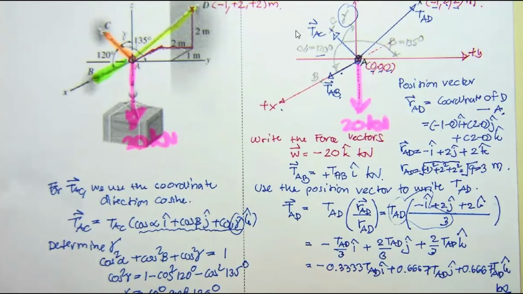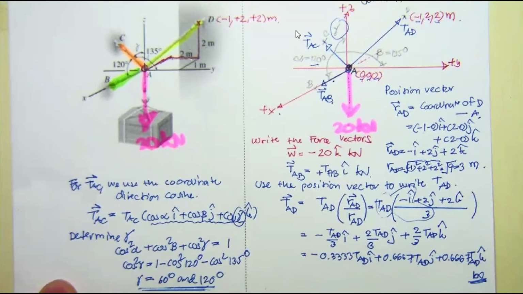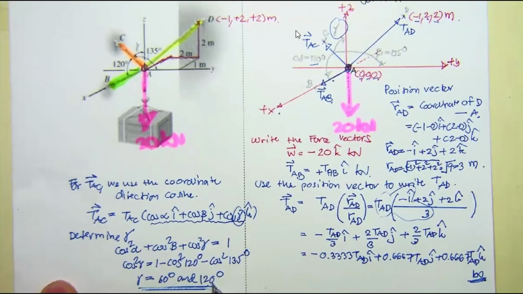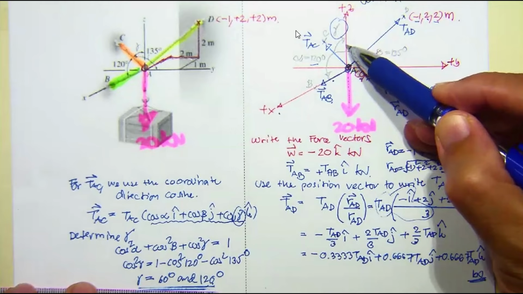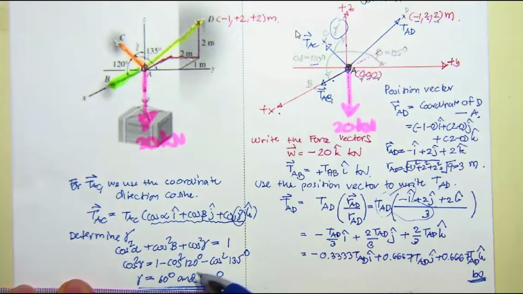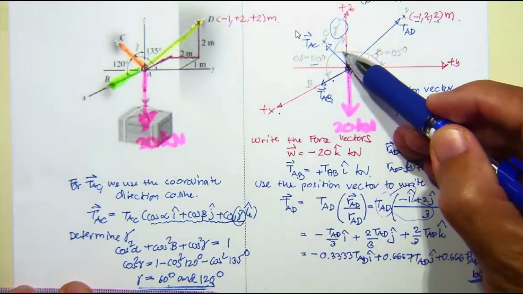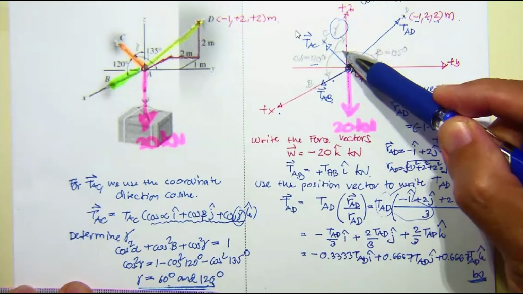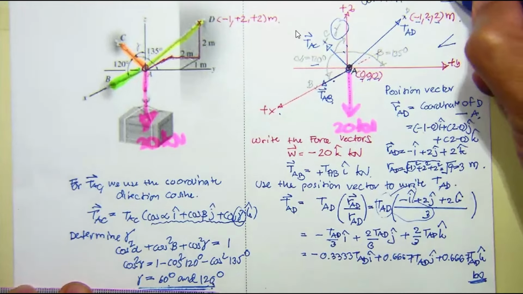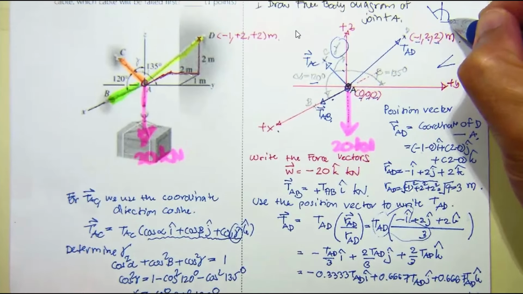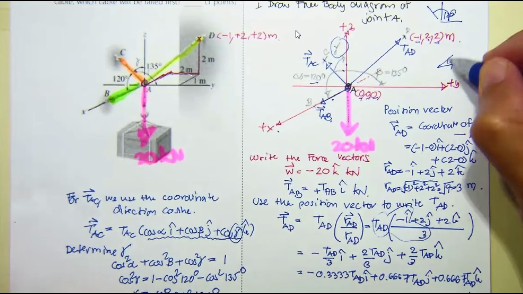The problem occurred: since you square, you get two answers. One is 60, one is 120. From the figure, which degree should you use, 60 or 120? This is close to 60 or 120 from the picture? You may say this is 60. For 120, it's going to be something like this. This is going to be 120. This is going to be 60.